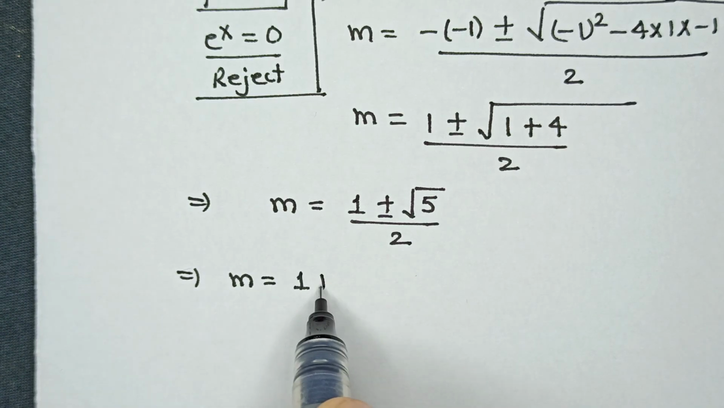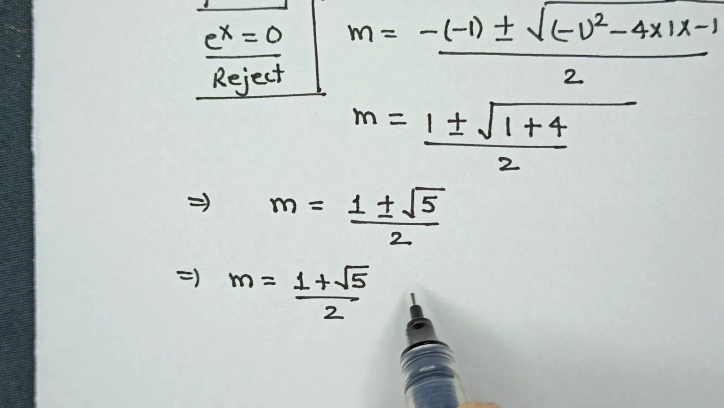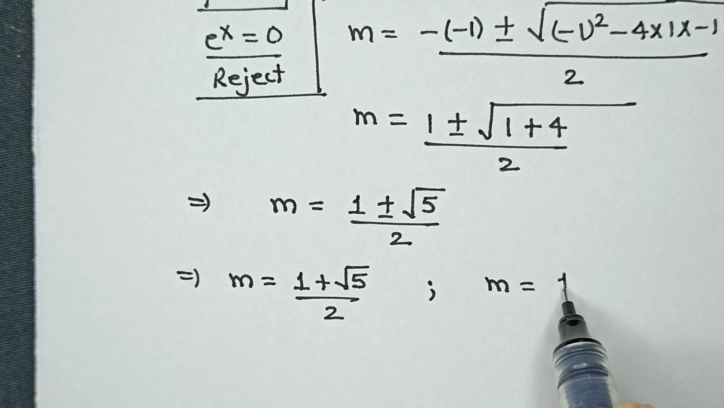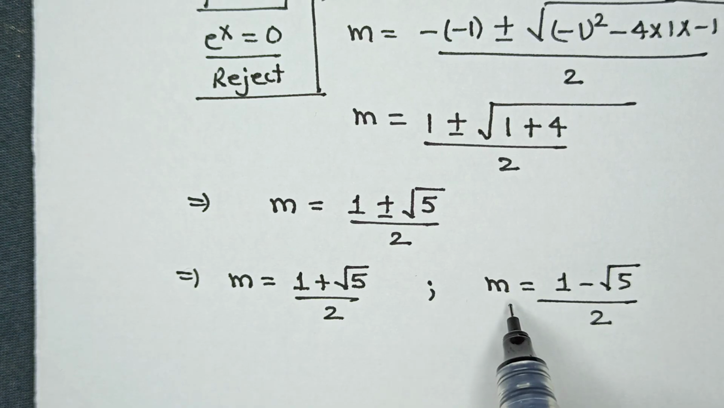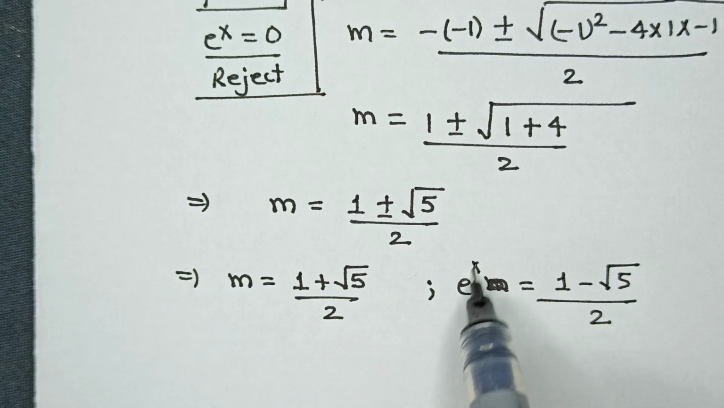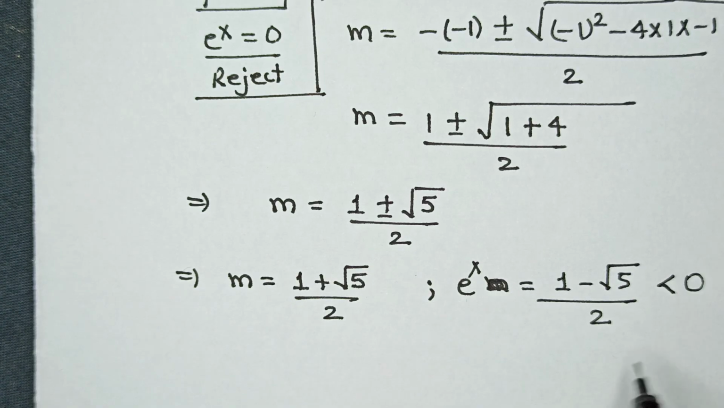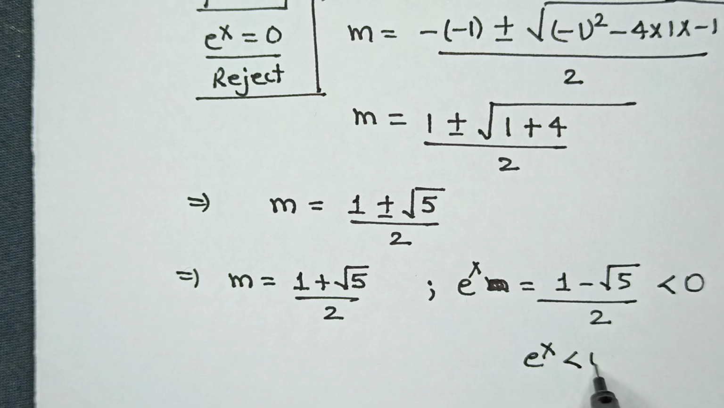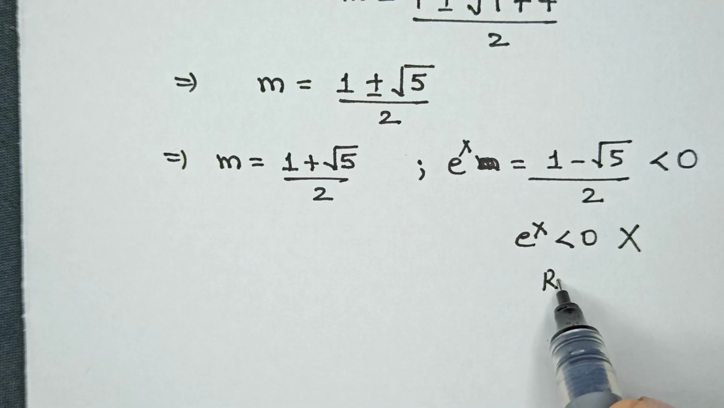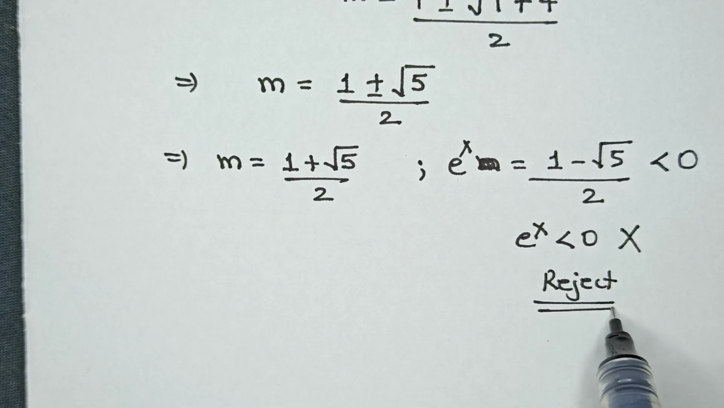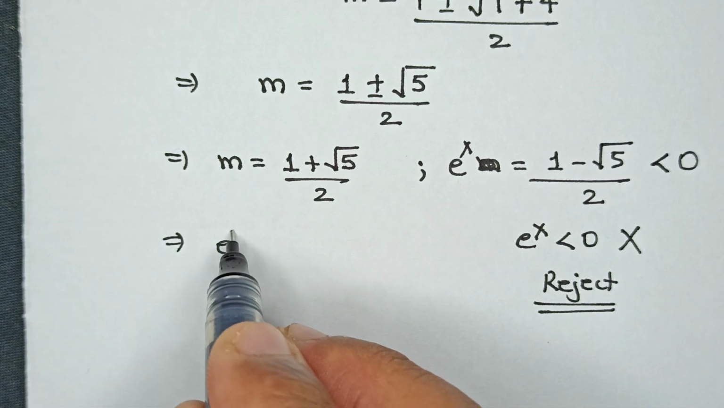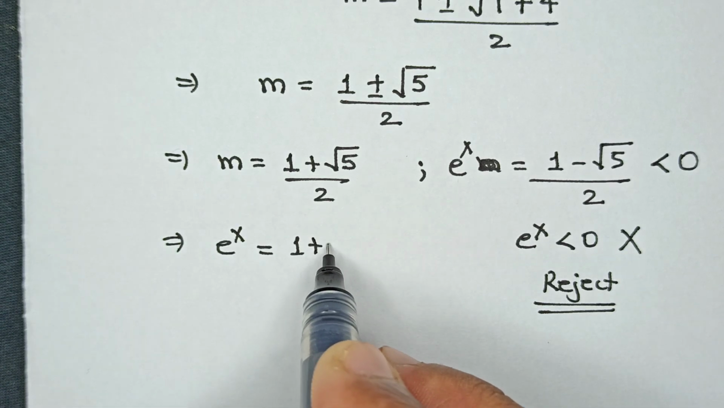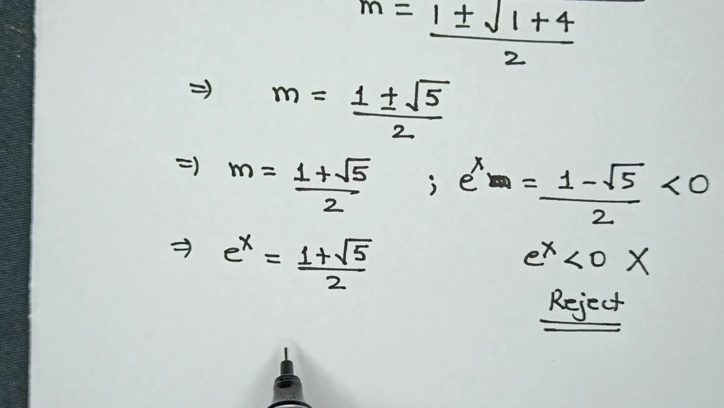So now we have two values of m. The first value is 1 plus square root of 5 by 2, and the second value is 1 minus square root of 5 divided by 2. Now clearly if we substitute m as e raised to the power x, this entire quantity comes out to be negative. And since e raised to the power x cannot be less than 0, it is absolutely not possible, hence this value is rejected. So the only option left is this one. So e raised to the power x is equal to 1 plus square root of 5 divided by 2.